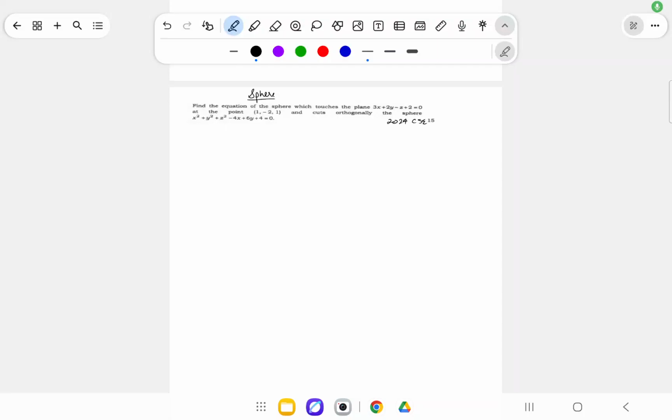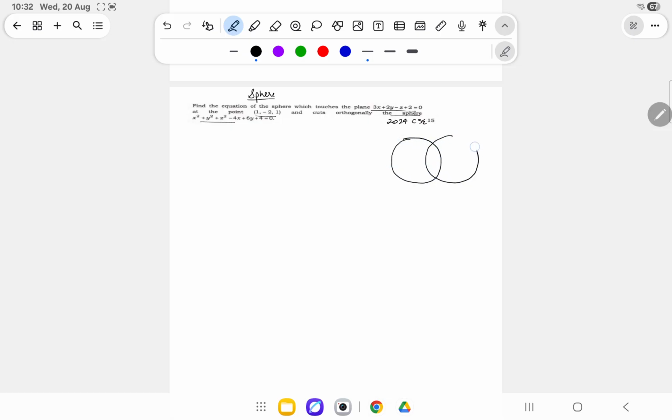So today let's solve questions related to sphere. The first question says: find the equation of the sphere which touches this plane at this point and cuts orthogonally the sphere this. So let's see graphically what it says.